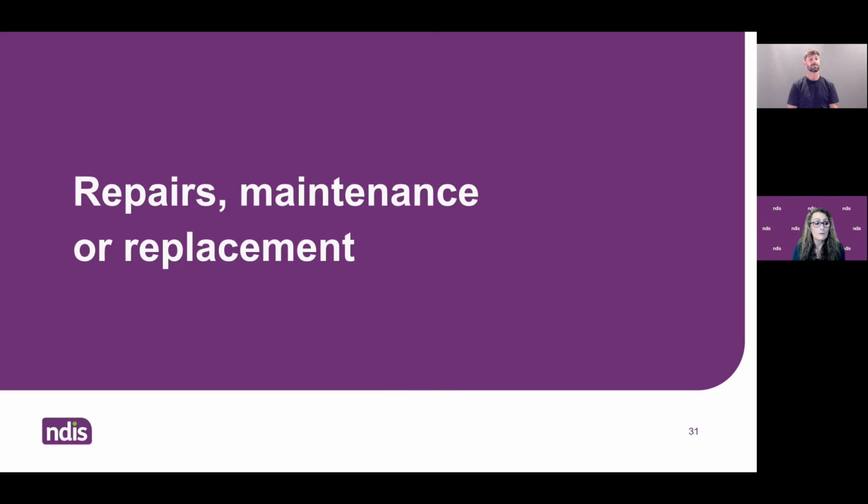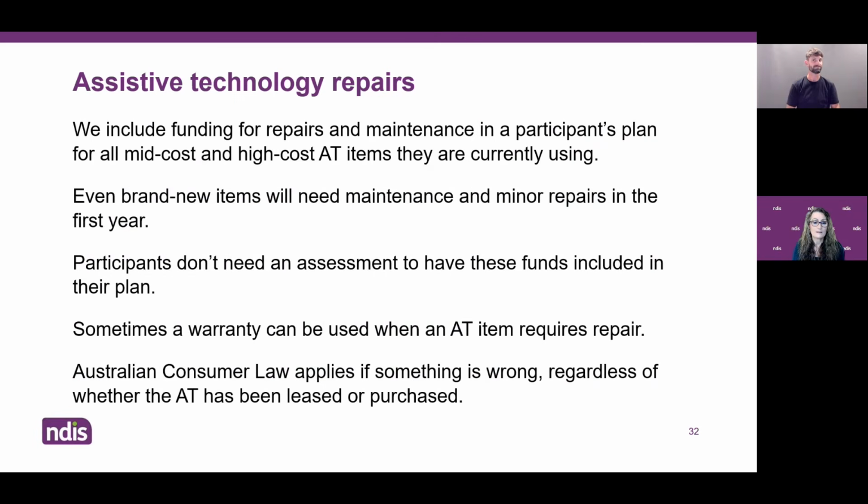Next, we will cover repairs, maintenance, or replacement. Like other equipment, AT may need repairs, and we include funding for repairs and maintenance in a participant's plan for all AT items they are currently using. Participants don't need an assessment to have these funds included in their plan.